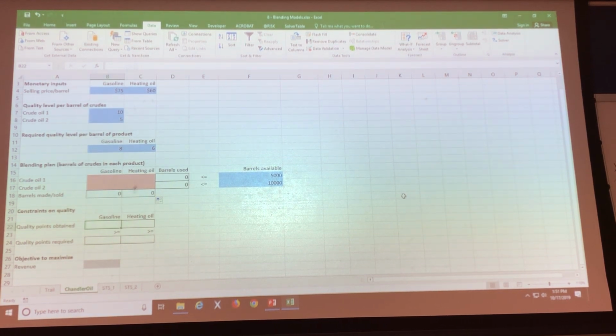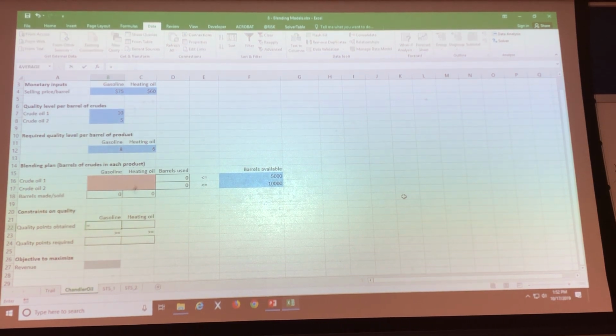Okay, I have a question. If we produced 2 barrels of gasoline, 1 barrel of crude 1, 1 barrel of crude 2, how many quality points would we have? 15. We'd have 15. If we did 2 barrels and 2 barrels, we'd have, so what did you just do? So what's the calculation? It's a sum product.